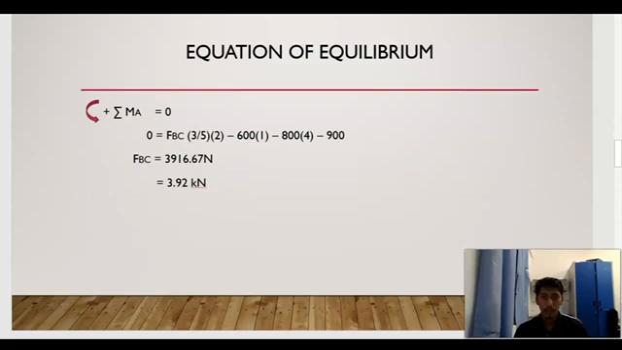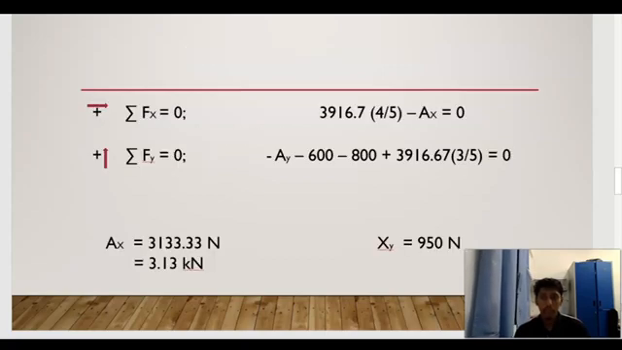The equation of equilibrium. Since the moment at A is 0, to find FBC is 3916.67 Newton. It's rounded off to 3.92 kilonewton. Since the sum of forces at X is 0, AX is 3133.33 Newton, and the force at AY is 950 Newton.